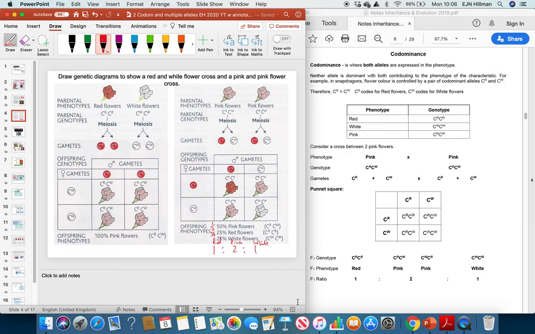Okay, so be careful to look at the question to find out exactly how they want those phenotypes to be presented. You can see it in your notes. This is the example that we give in the notes. It's in the F1 generation, we end up with one red, two pink, and one white.